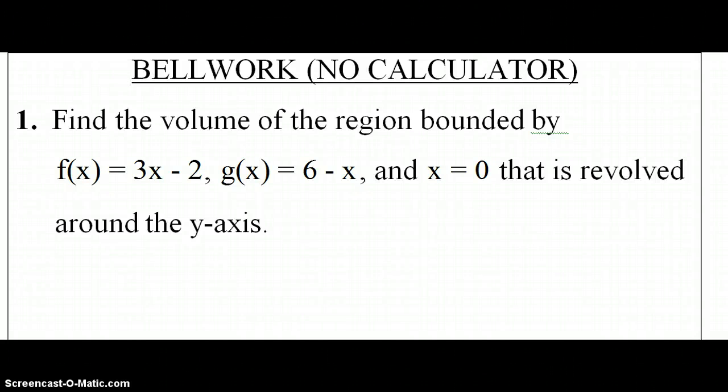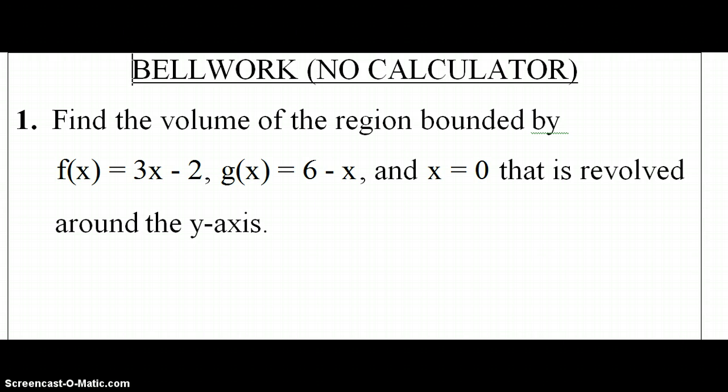In this video we're going to walk through the Unit 8 Bellwork, which involves volume by disk, washer, and shell methods. Number 1 asks us to find the volume of the region bounded by f of x equals 3x minus 2, g of x equals 6 minus x, and x equals 0 that is revolved around the y-axis. As soon as you read that last part where it mentions we're revolving around the y-axis, because the y-axis is vertical, you automatically should be thinking to use the shell method.